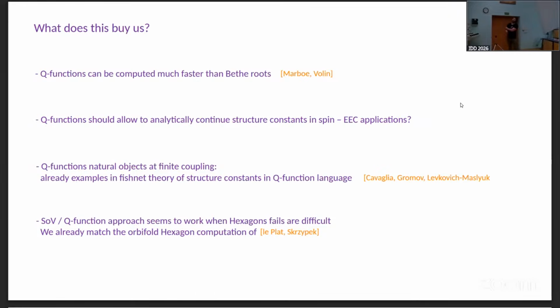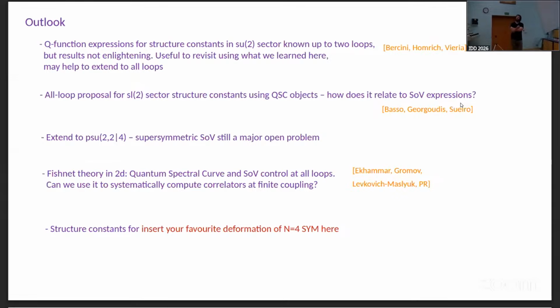Okay, so let me just mention some brief outlook. One is alluding to something I mentioned at the beginning, that we know separation of variables expressions for correlators up to 2 loops. But the results are not particularly enlightening. They're honestly a bit of a mess. And so using the methods that we developed in this paper, which I would encourage you to read if you make it all the way to Appendix Q, revisiting this would be useful.